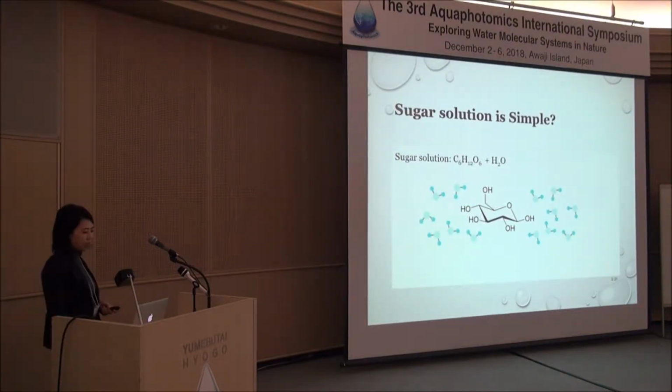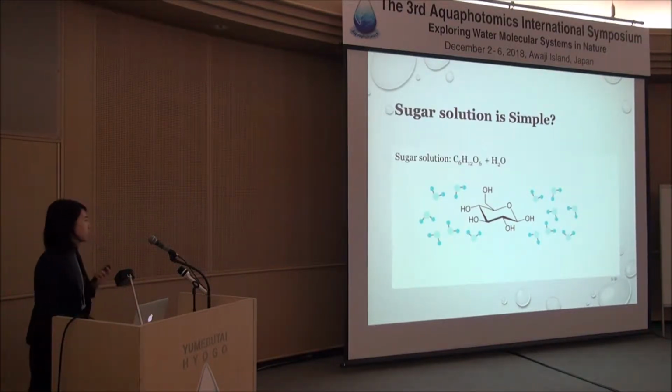Glucose is the most abundant sugar molecule in living organisms and in the world. Glucose consists of 6 carbons, 12 hydrogens, and 6 oxygens. The objective of this study is to understand the interaction between sugars and water. At first, I imagined the sugar solution like this, but sugar solution is not so simple.